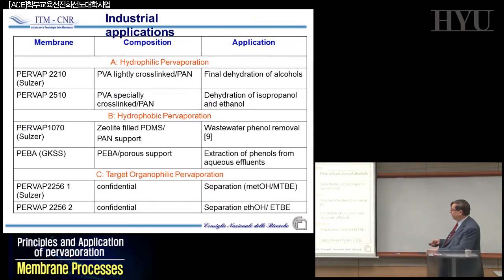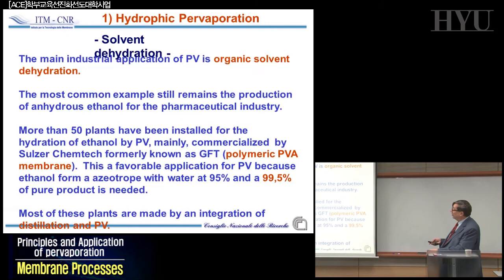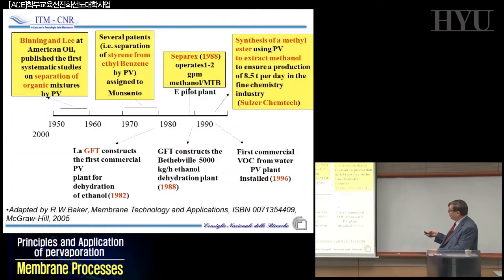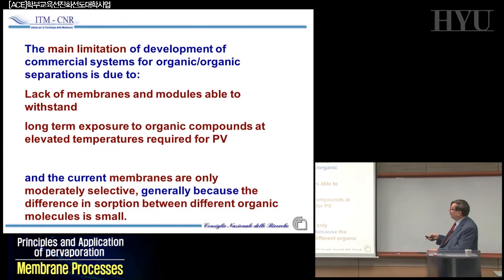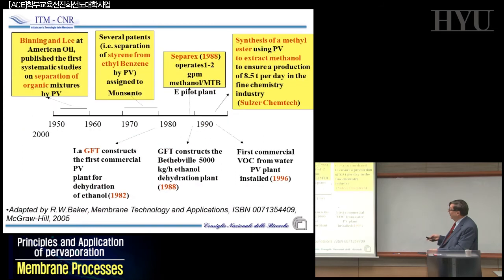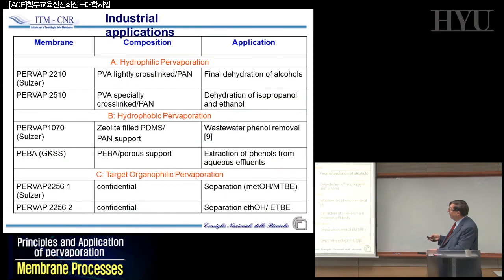Some of these possibilities are listed here. As I was mentioning already, the production of isopropyl ethanol is one of the typical cases for which we already have industrial possibility.